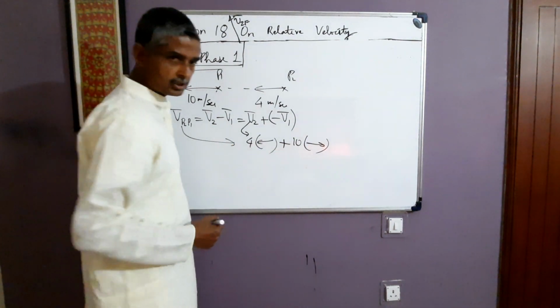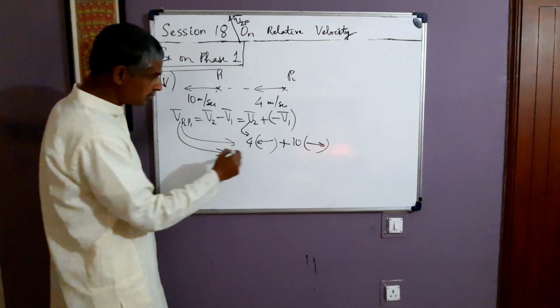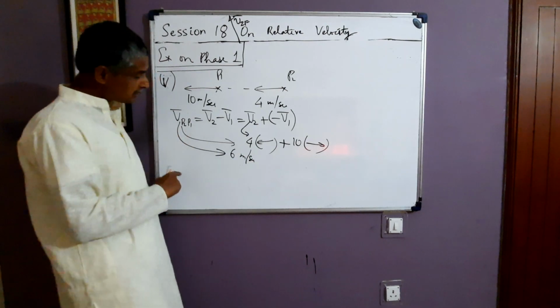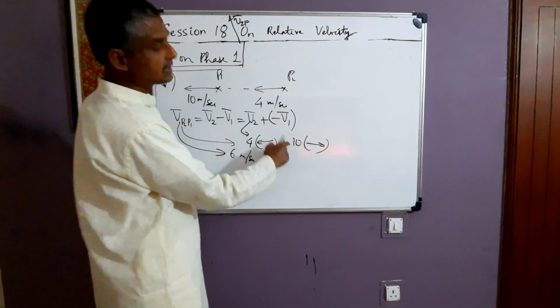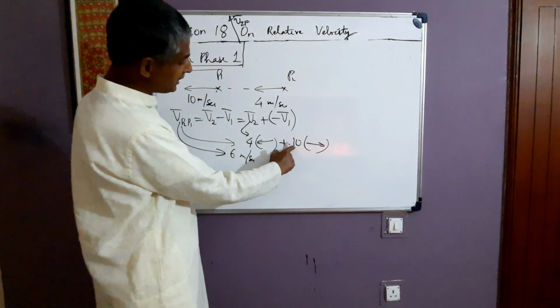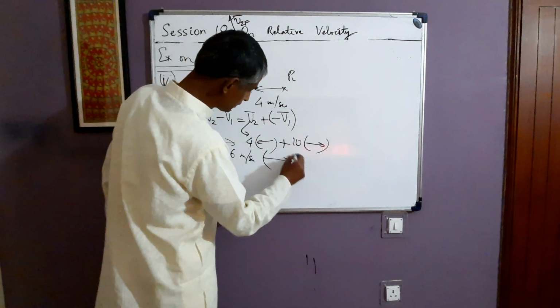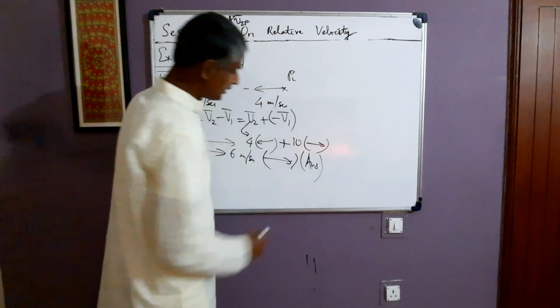Now they have opposite directions, so the magnitude of Vp2 P1 will be just 10 minus 4, which is 6 meter per second. Its direction will be the same as that of the vector with the larger magnitude. 10 is more than 4, and that is the rightward direction. So Vp2 P1 will also be in the rightward direction. So this is the fifth answer.